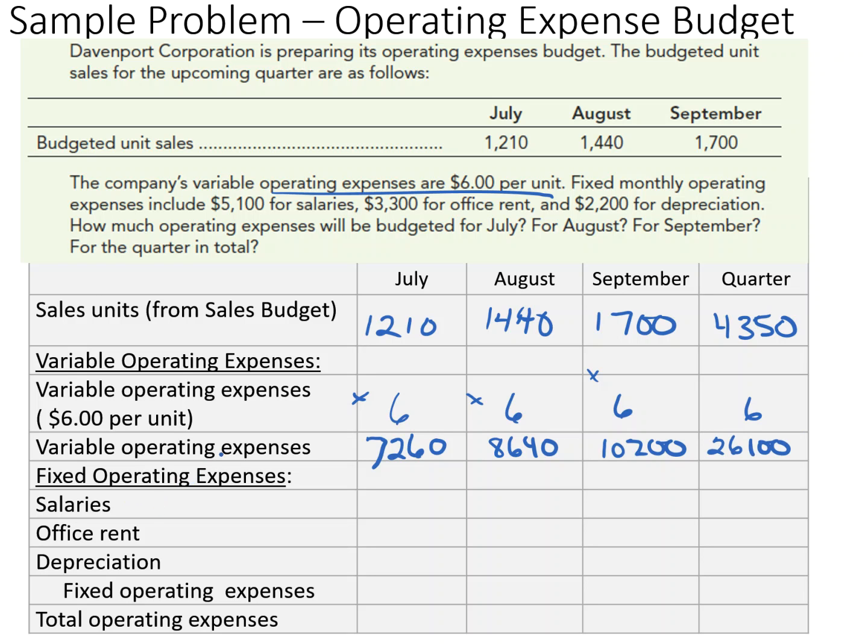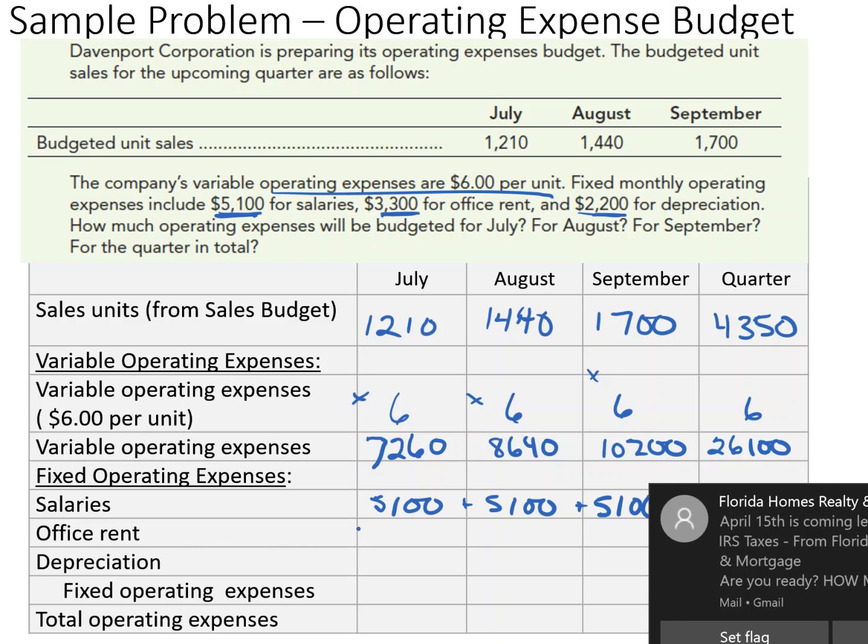Now we'll fill in our fixed expenses. Well, these are given. Salaries, $5,100, office rent, $3,300, and depreciation, $2,200. So salaries, $5,100. Just write that in all the way across. Now remember though, for the quarter, that's each one of these added together. So it's $15,300.